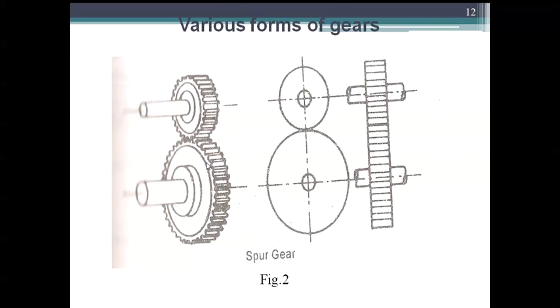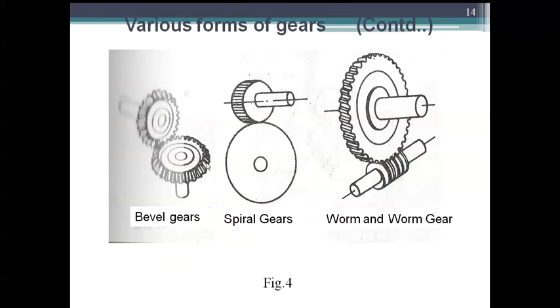And rack and pinion. One more type is rack and pinion. The straight line gear is called rack and the circular wheel is called pinion, like worm and worm gear. With this, we can convert the linear motion of a rod into the circular motion of the shaft, or vice versa. Circular motion into linear motion, or linear motion into circular motion, can be converted by the rack and pinion arrangement.